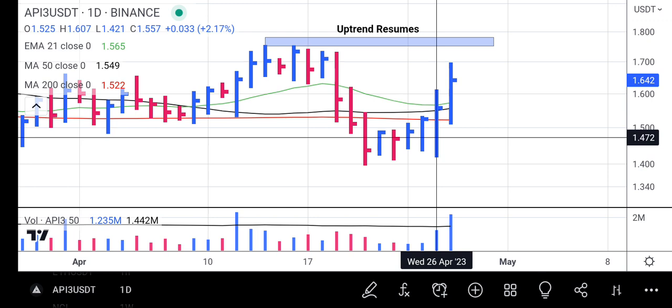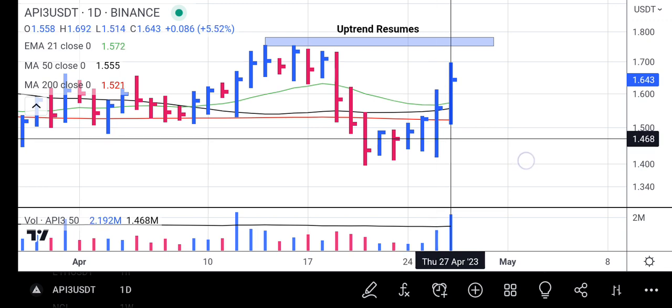Then we have this bar, a very huge outside bar. It's trading very close to the top of the range and the volume is still higher than the prior five sessions, but the volume is well below the average volume, which is still not doing very much.